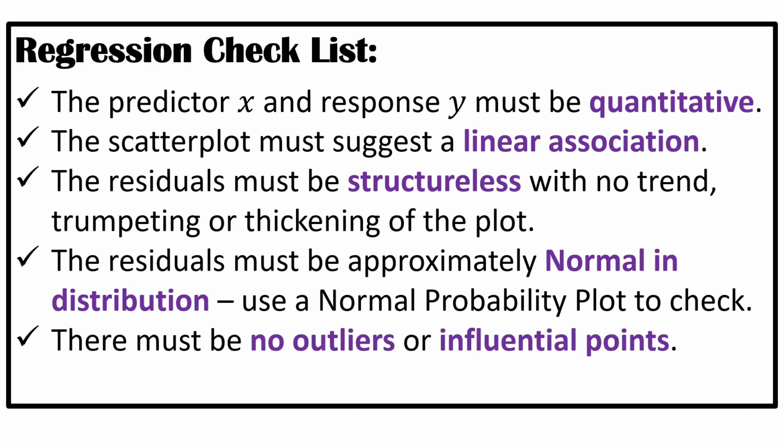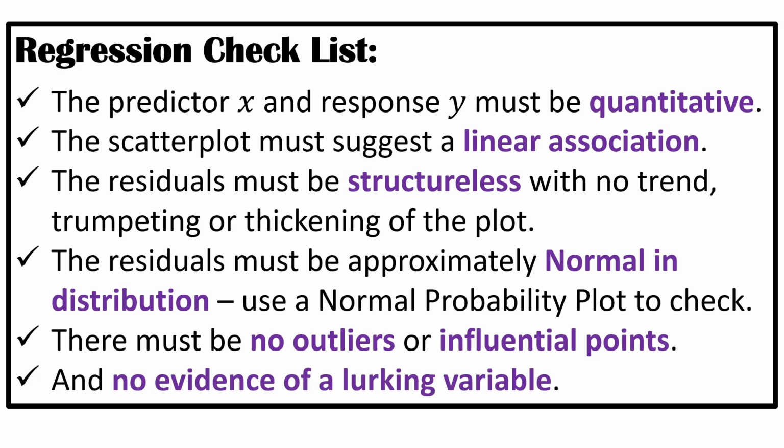There also must be no outliers or what we call influential data points. I haven't reviewed the concept of influential data points. I'm not sure if I will or not, so you might want to just Google that or look at your notes from 2208 just to remind you of what an influential data point is. I'll leave that one to you. Also, there must be no evidence of a lurking variable. I'm also going to leave that concept for you to Google and to refresh your memory from 2208.